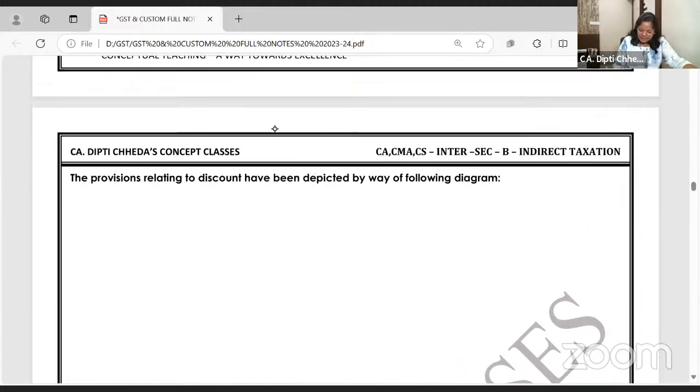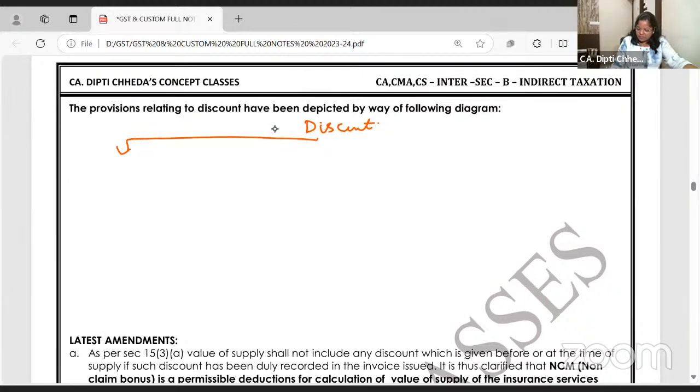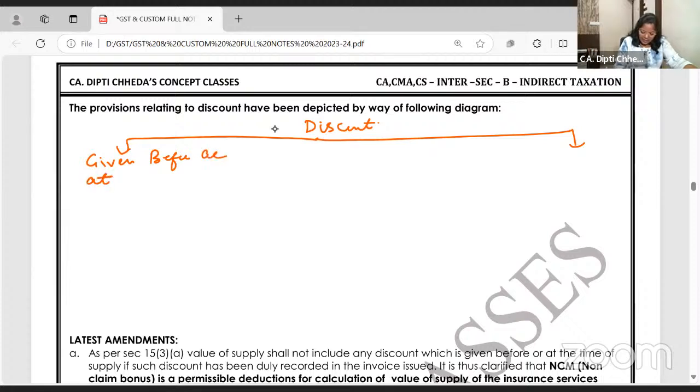First we'll make a good table of discounts. Discount. Write down on the left hand side. This is for your understanding. Don't draw it in the exam. Discount given before or at time of supply. Discount is given before only, at the time of supply, and in this it is shown in the invoice.